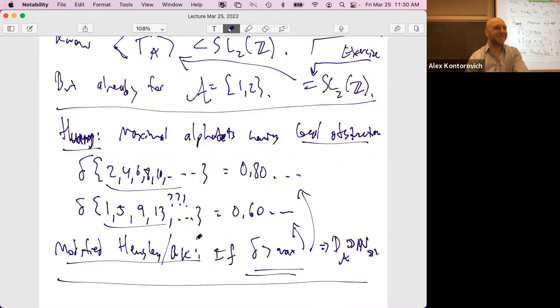Oh, okay, so I see what happened. In other words, it's a great theorem. There are two ways to have a local obstruction: to be a subset of this alphabet or to be a subset of that alphabet.